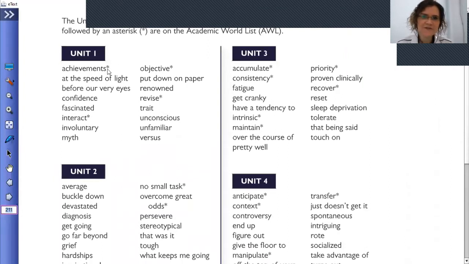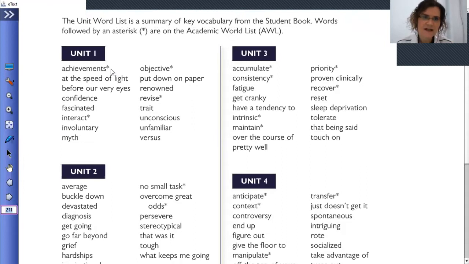Now here you have some words that have an asterisk, like achievements, interact, objective, revise. Okay, these are words that are on the academic word list, which is called AWL, and those are the academic words. So you have a mixture of some general words and academic words, but also maybe phrases that show expressions or ideas. So the point is for you to use this.